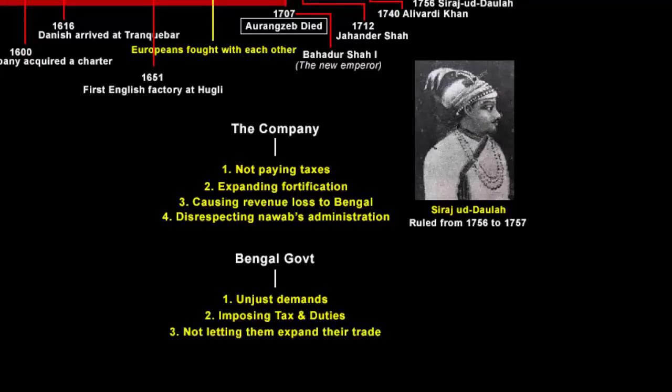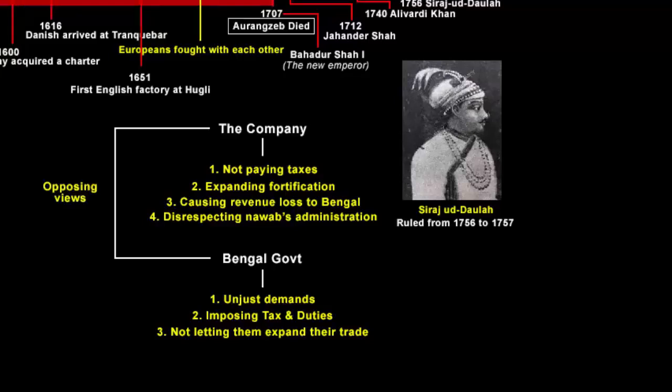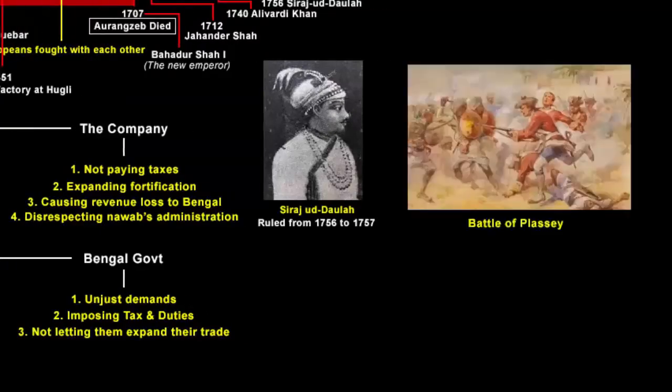They also said to expand trade, the company had to enlarge its settlements, buy up villages, and rebuild its forts. This was the company's justification. Obviously, both the Nawab and the company had different views, clearly contradicting each other's. And finally, this led to the famous Battle of Plassey.